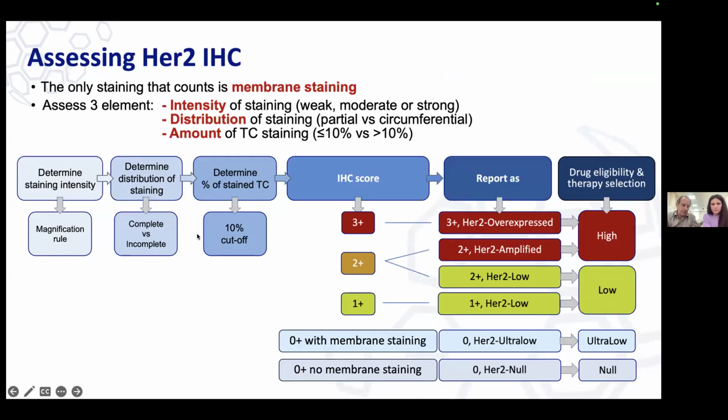And it's kind of a cascade. So the distribution of staining is very important to understand. It is complete membrane staining versus incomplete membrane staining. We'll go into it a little bit more in detail. The cutoff point in many of these things is 10%. And for the staining intensity, we use the magnification rule. Okay.